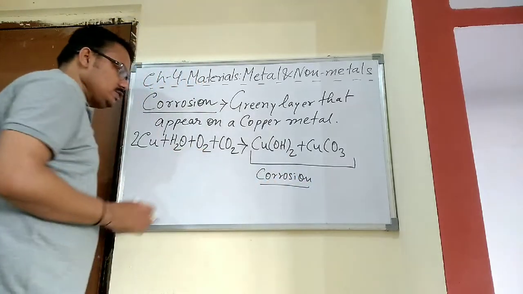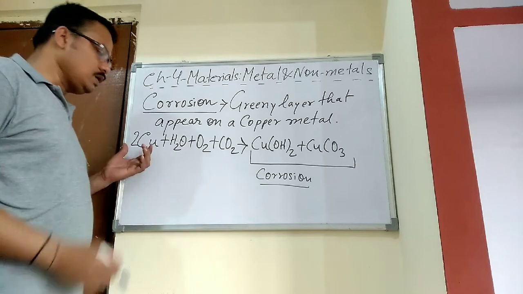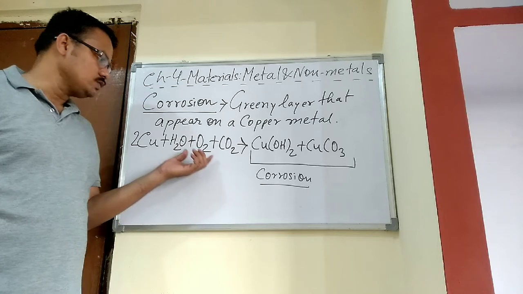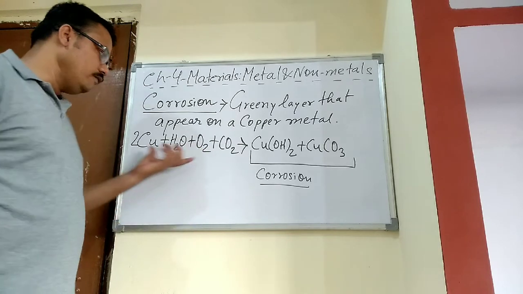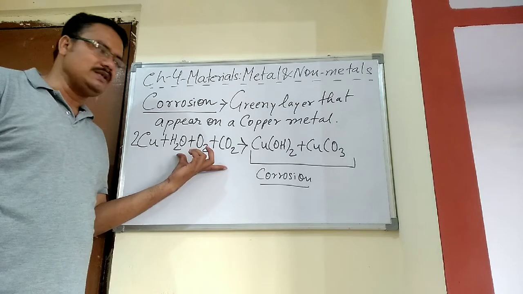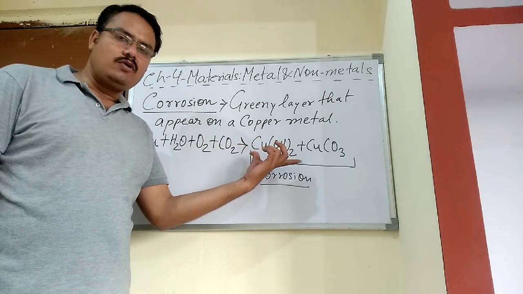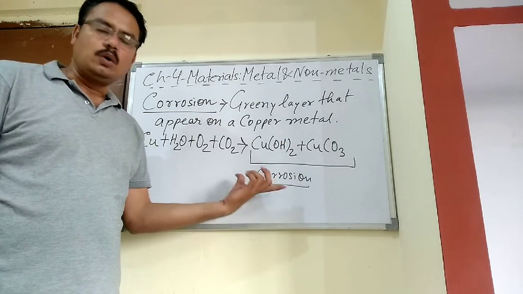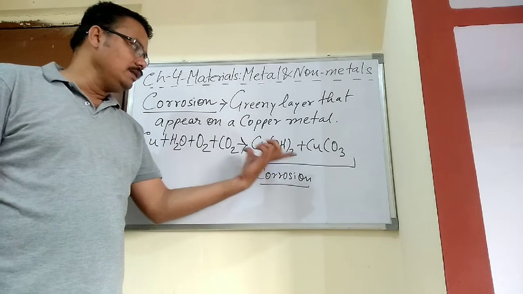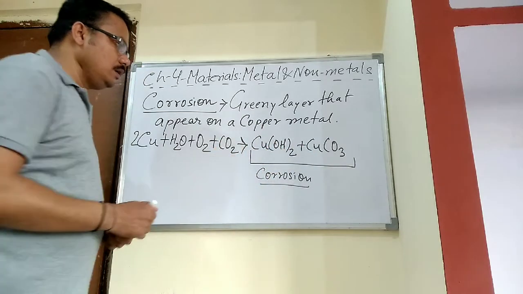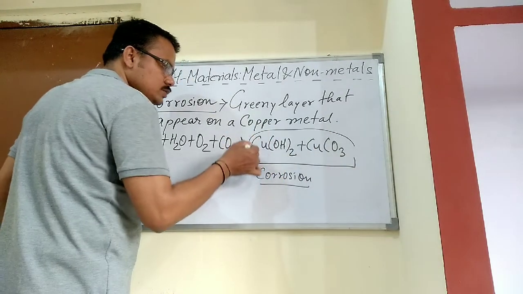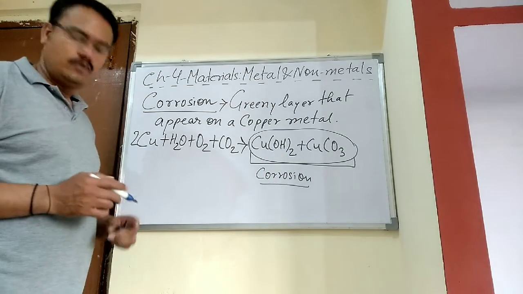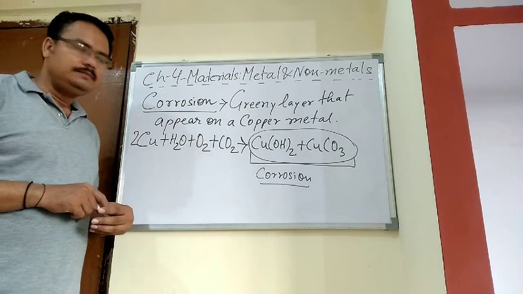It means a chemical reaction took place between the copper, water, oxygen and carbon dioxide of the atmosphere. When this chemical reaction took place, copper hydroxide and copper carbonate formed. This together is called the rust or corrosion of copper, that is the green layer. Due to this chemical event, the green layer forms on copper articles. So students, this is a type of loss of copper metal.